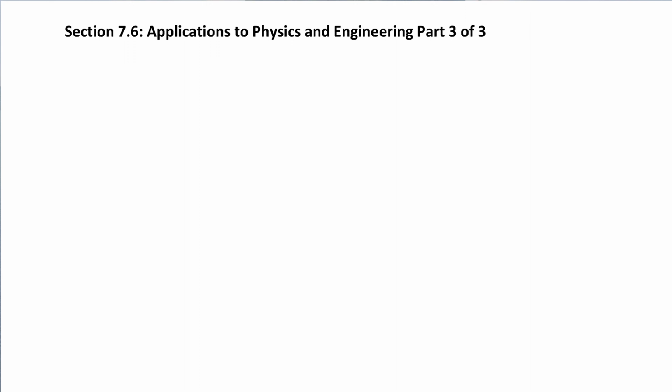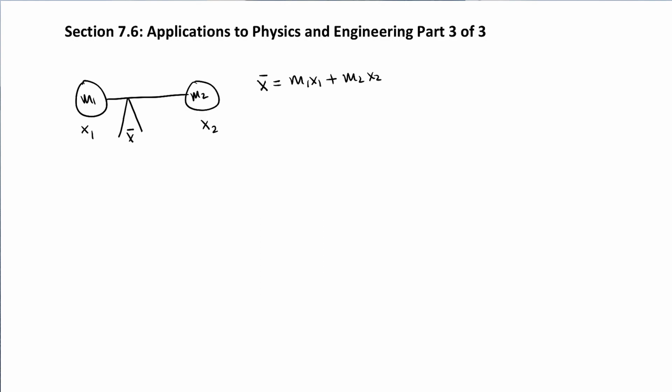So let me just remind you what we did, right? If we had two point masses, M1 and M2, and we put them on the x-axis, so the location of M1 is x1, the location of M2 is x2, and then the center of mass, we called it x bar, then x bar was equal to M1 x1 plus M2 x2 all over M1 plus M2. That was the first thing we did.